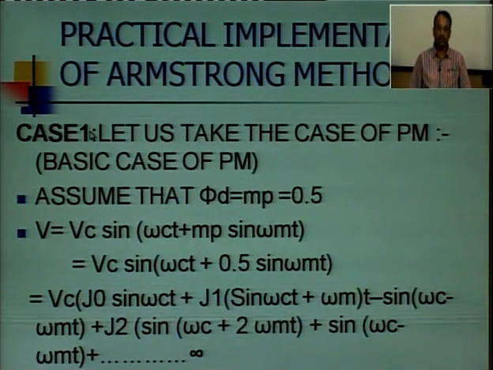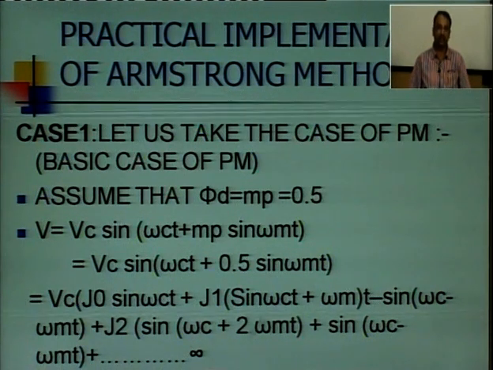There are two cases. Case 1, let us take the case of phase modulation, that is the basic case of PM. Assume that phase deviation or modulation index is equal to 0.5. We already assume that phase deviation must be kept constant and small to keep the validity of this equation. So, according to the equation of phase modulation, V is equal to Vc sin omega Ct plus Mp, Mp is the modulation index, sin omega Mt. So, we get Vc sin (omega Ct plus 0.5 sin omega Mt).